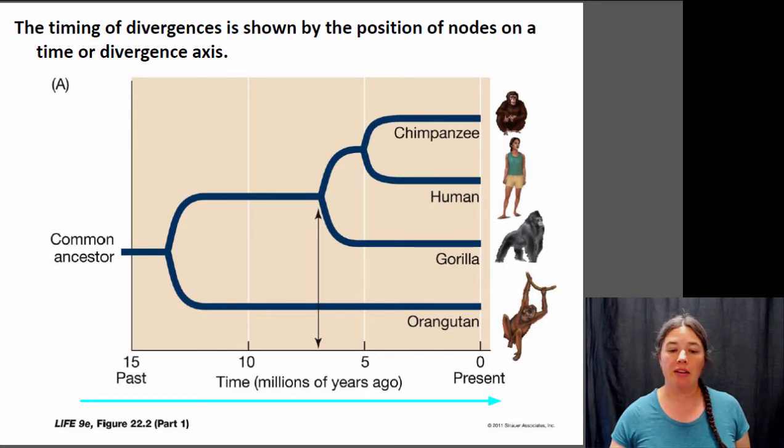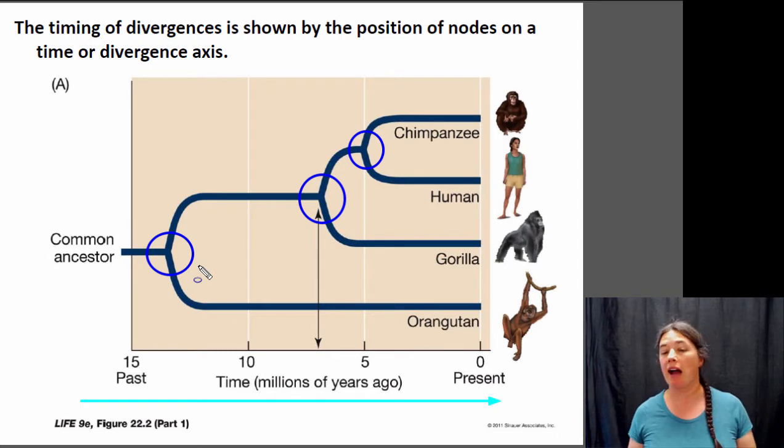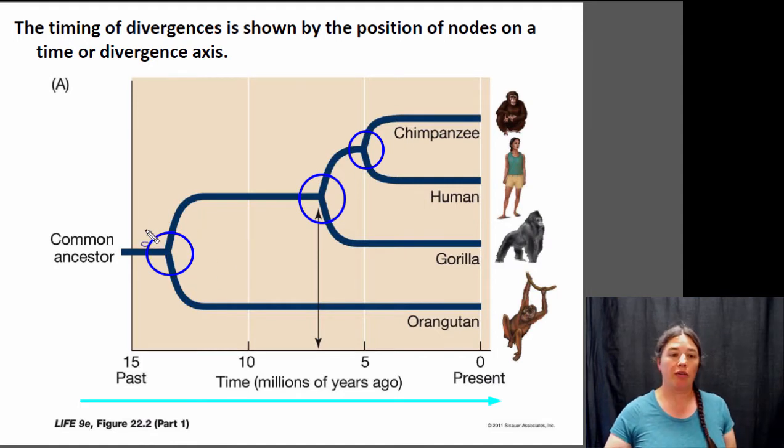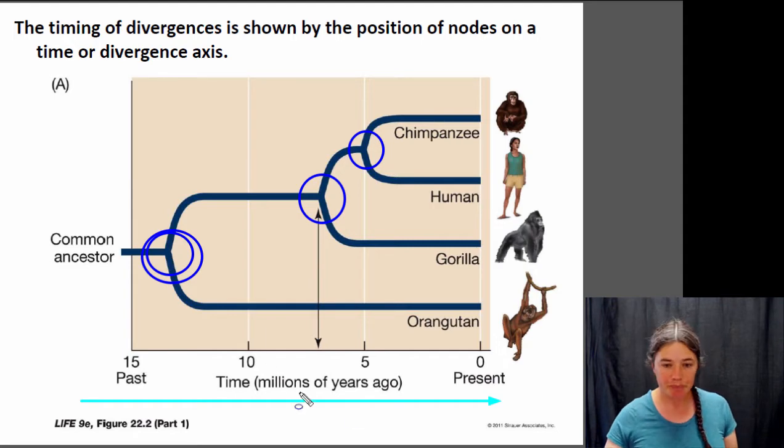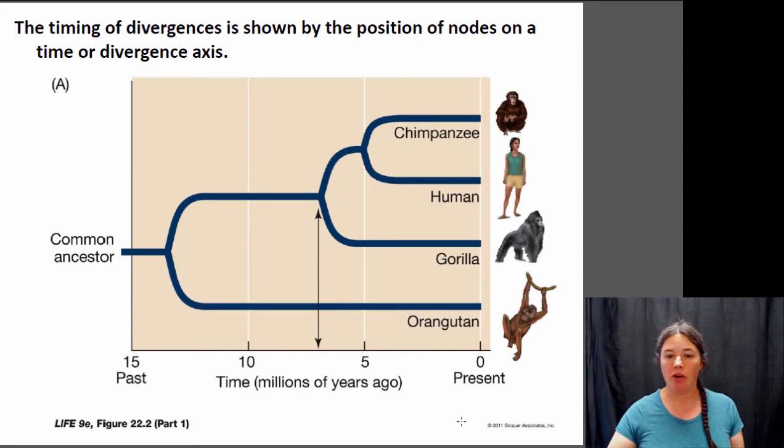The other thing that you want to know about these trees is that each of these branching points is called a node. These represent a divergence event, or a timing of a splitting of an organism into two different species. They also represent the common ancestor of those organisms. So, for example, this group right here represents the common ancestor of all Old World apes.